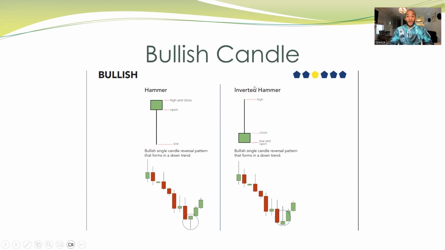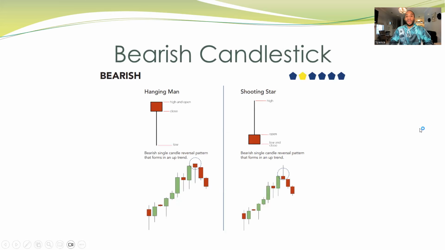If you see an inverted hammer, you want to start paying close attention to the buyers as well, because it's a strong possibility that a reversal is about to take place in the market. Now we're going to cover a bearish hanging man and a bearish shooting star. So it's the opposite of the candlesticks that we just went over.